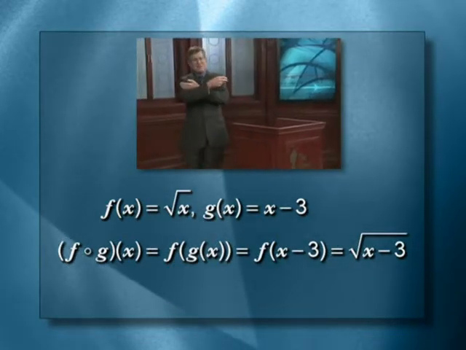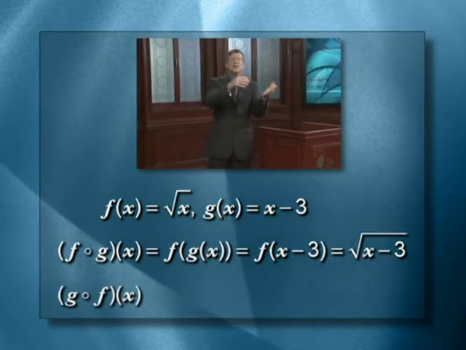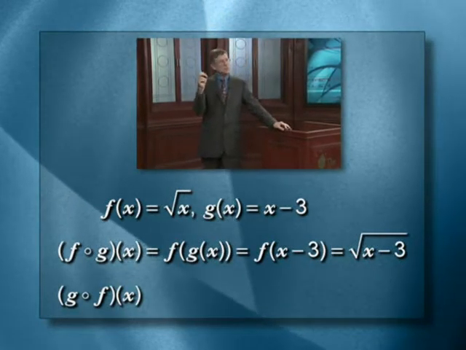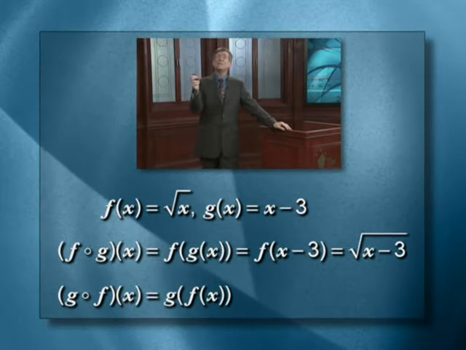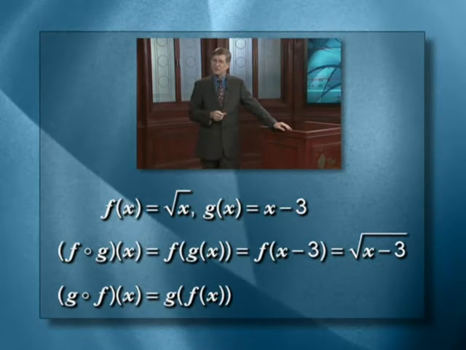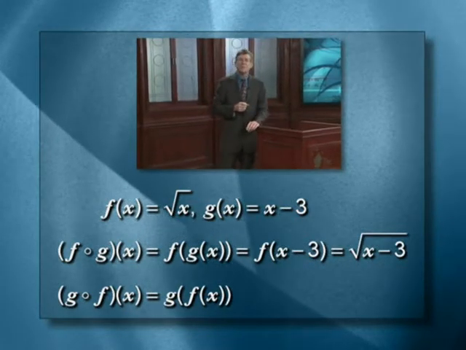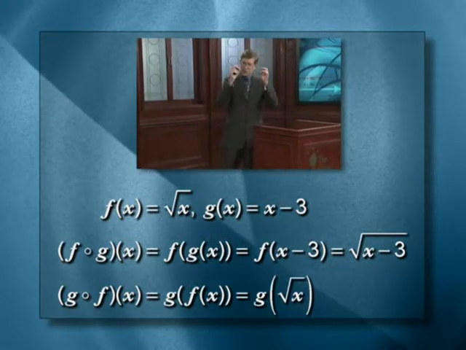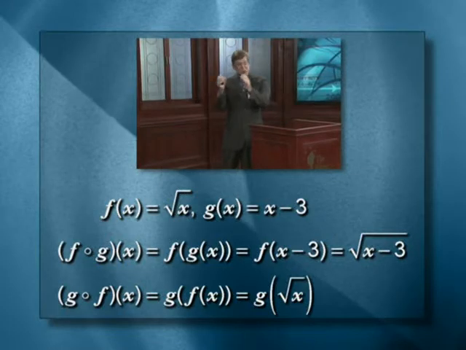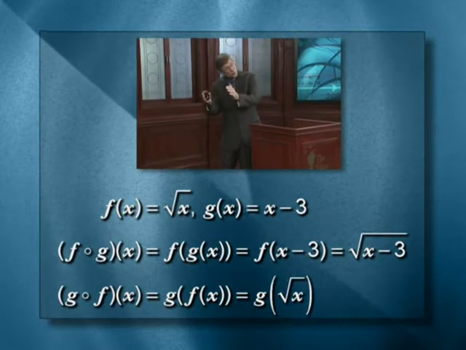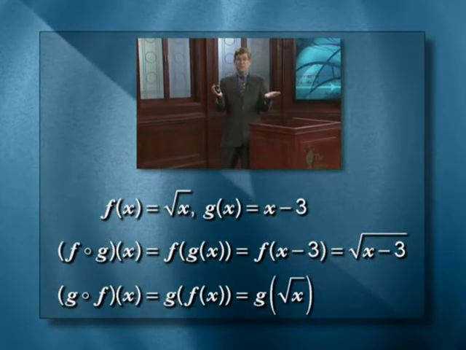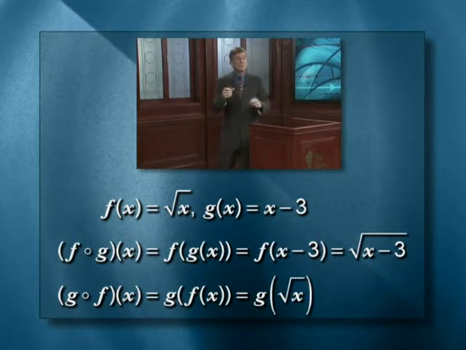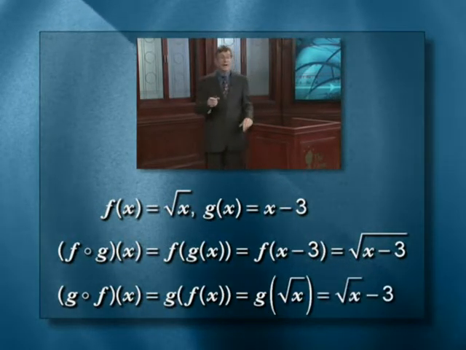Well, let's turn it around. Let's now compose g with f and see what we get. By this we mean, first you do f of x, and afterwards you apply g to that result. Okay, what was f of x? f of x was the square root function. And then we do g of that answer, g of the square root. Well, what does g do? g takes the answer and subtracts 3. So the final answer will be square root of x minus 3.